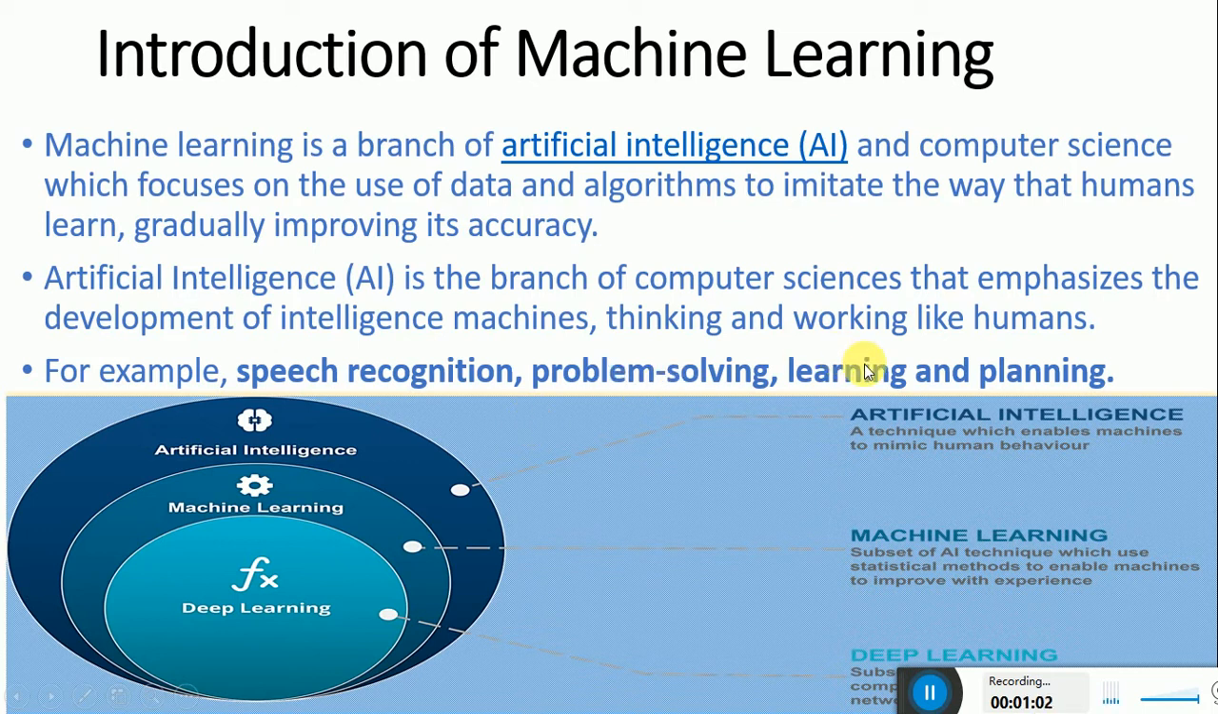This is very useful in many industries, and so this is the core of artificial intelligence, machine learning and deep learning. Artificial intelligence is a technique which enables machines to mimic human behaviors, and machine learning is a subset of AI techniques which use statistical methods to enable machines to improve with experience. And deep learning is very useful in many industries.